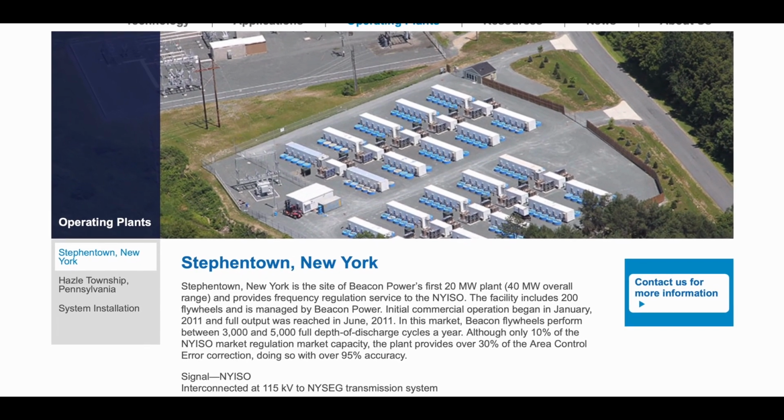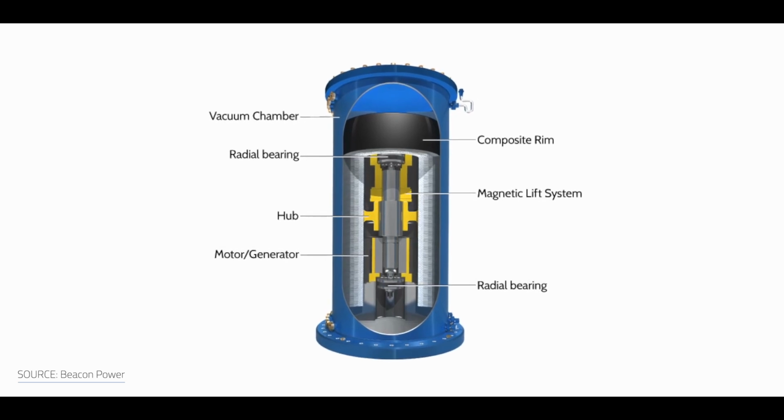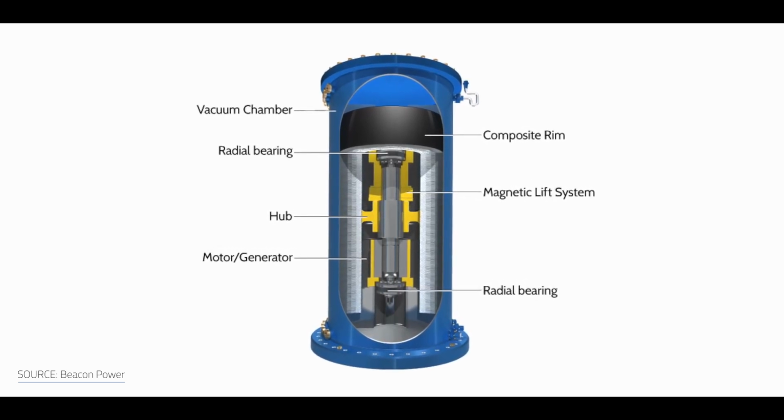These plants were commissioned in 2011 and 2014. Beacon's flywheel rotor is made up of a carbon fiber composite rim. Its flywheels spin up to 16,000 RPM and can completely charge and discharge for 175,000 cycles.